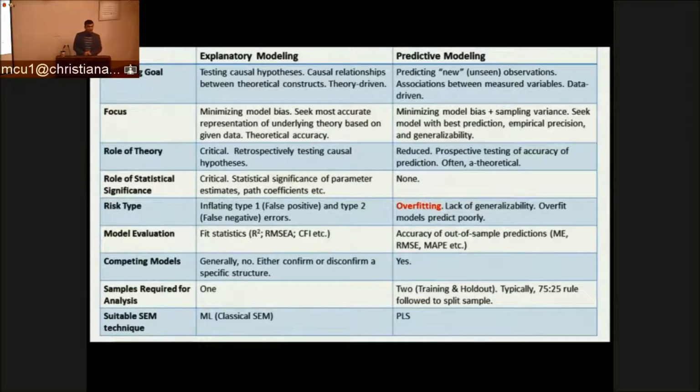In terms of competing models, in explanatory modeling, generally you would have one monolithic model, and you would either confirm the structure or you would disconfirm the structure. So you create a model based off of theory, and you either confirm the structure or you disconfirm. Okay. So there's really a much reduced scope of competing models. But in predictive modeling, competing models are fair game because you don't care so much about the structure of your model. You just go and work with whatever structure comes out tops, and that's the structure that you would go with.